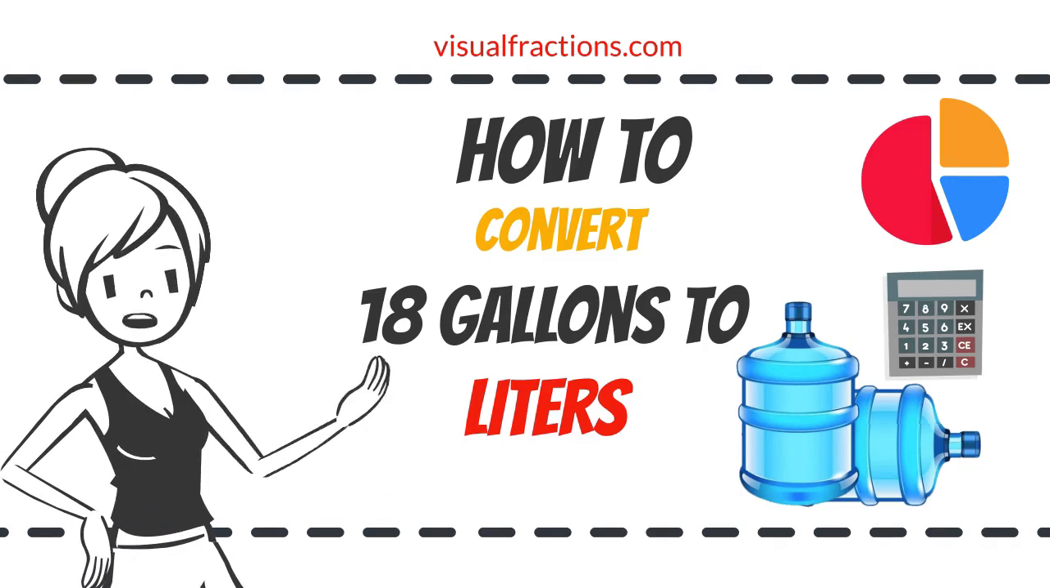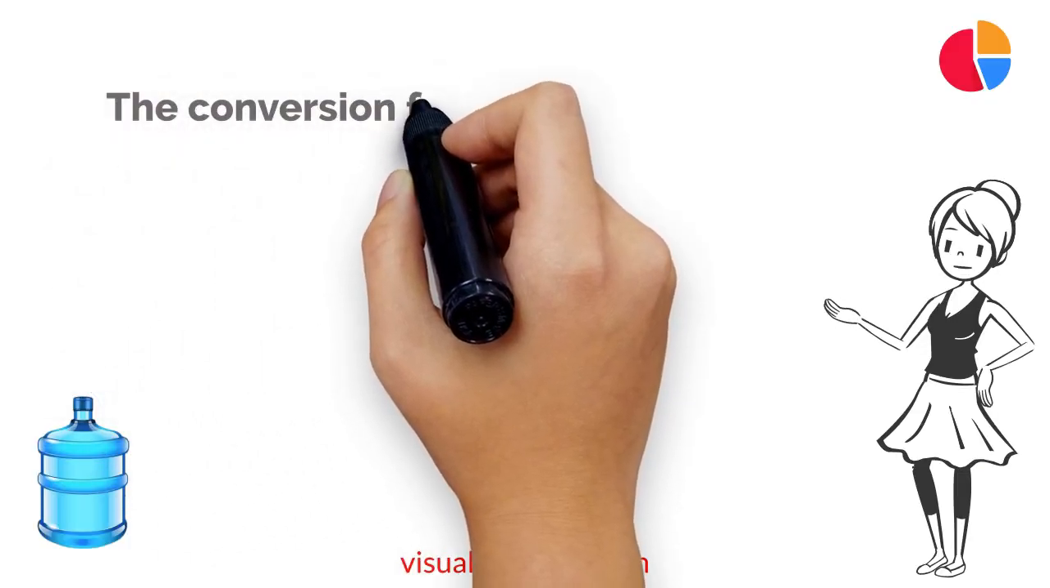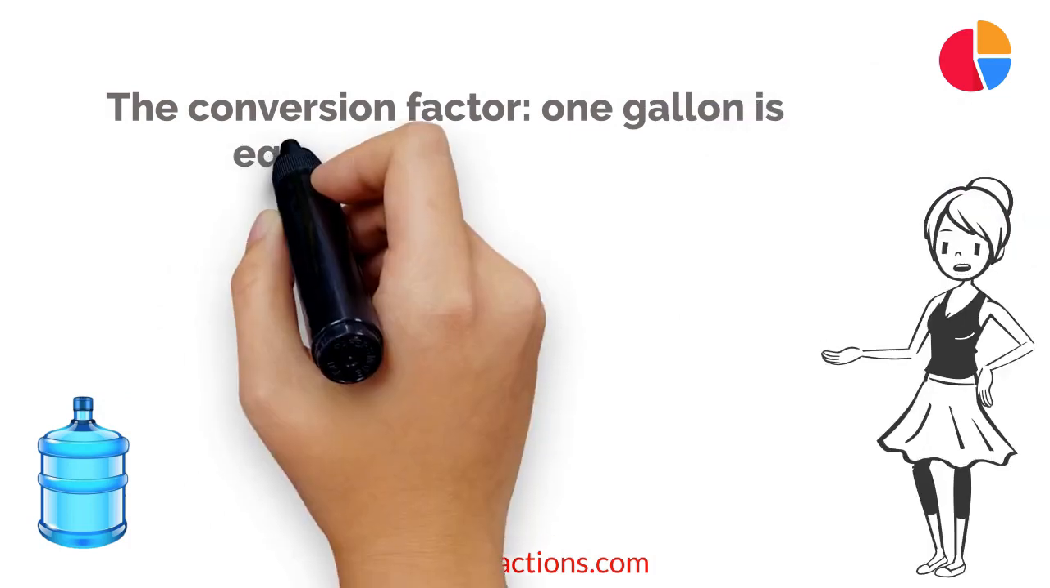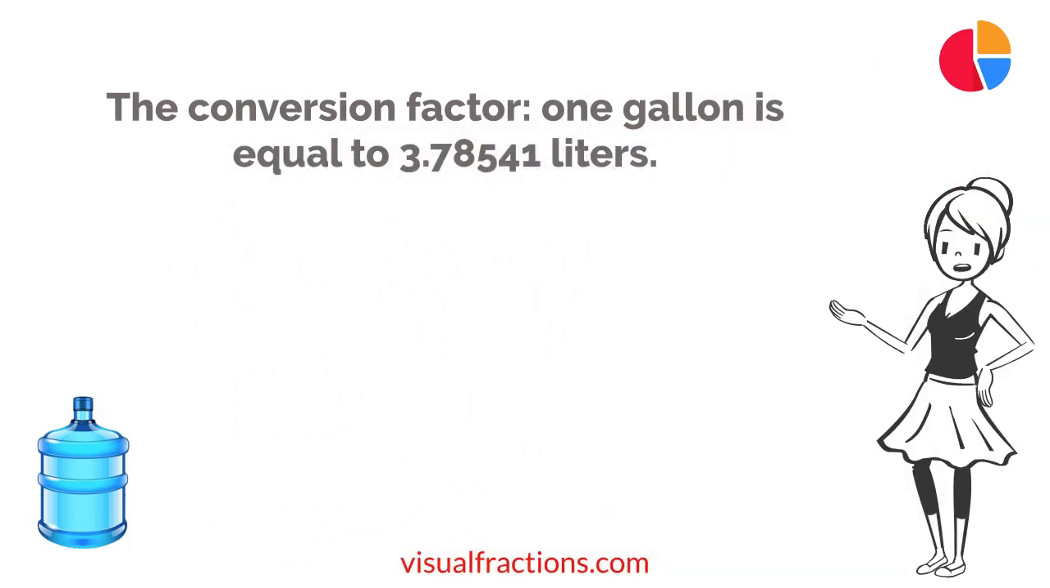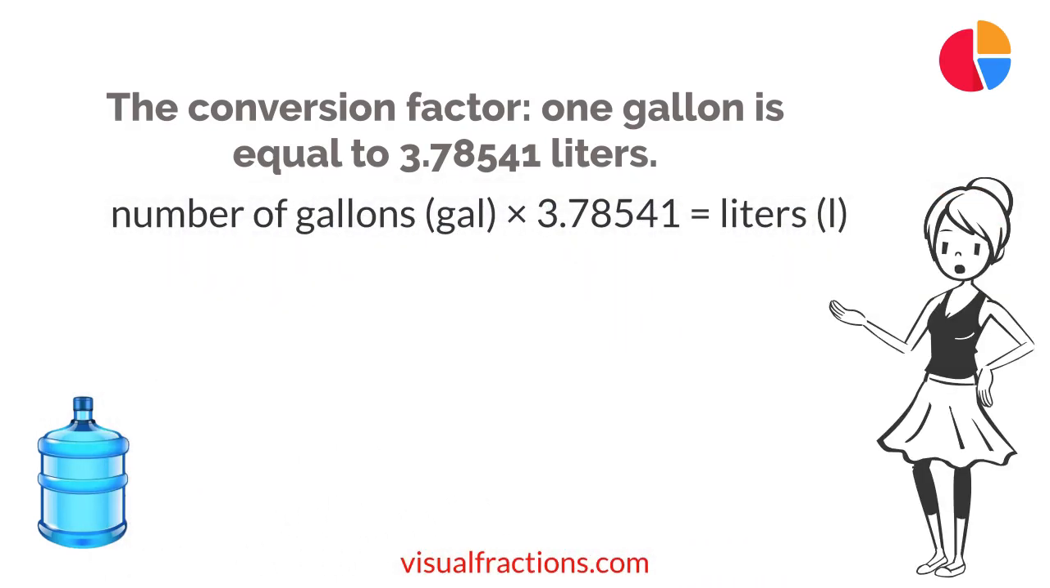Today, we're here to assist you in converting 18 gallons to liters. First, let's recall the conversion factor. 1 gallon equals approximately 3.78541 liters. To convert gallons to liters, simply multiply the number of gallons by this factor.